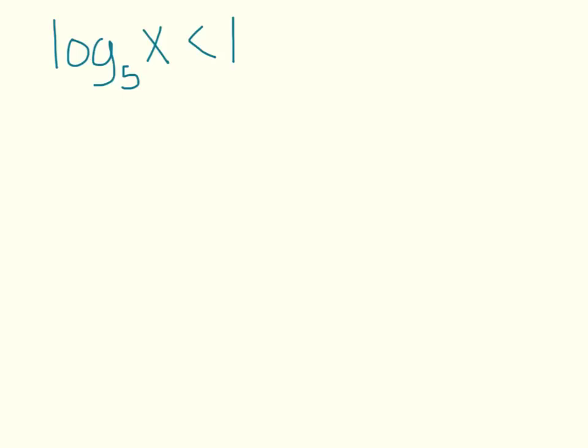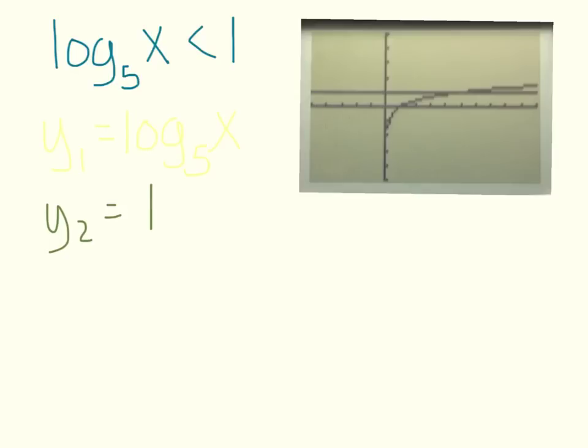Alright, so let's now do one with a logarithm. We have log base 5 of x is less than 1. So in y1, I want you to put log base 5 of x. You just use your log base function. And in y2, put 1 and graph it and look at it. Now I changed my window on this a little bit just so that I could zoom in and see it better. But the yellow one is the logarithm. And remember, it does approach an asymptote right here. And then the green one is our line y equals 1. And we want to shade where the yellow part is below the green part.